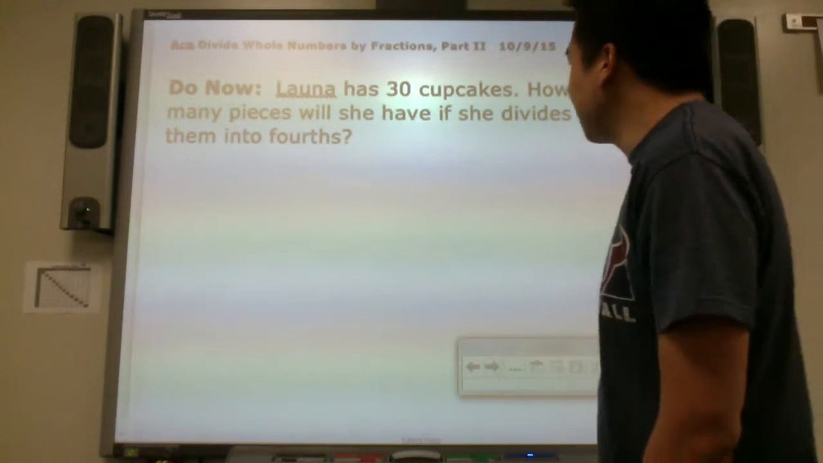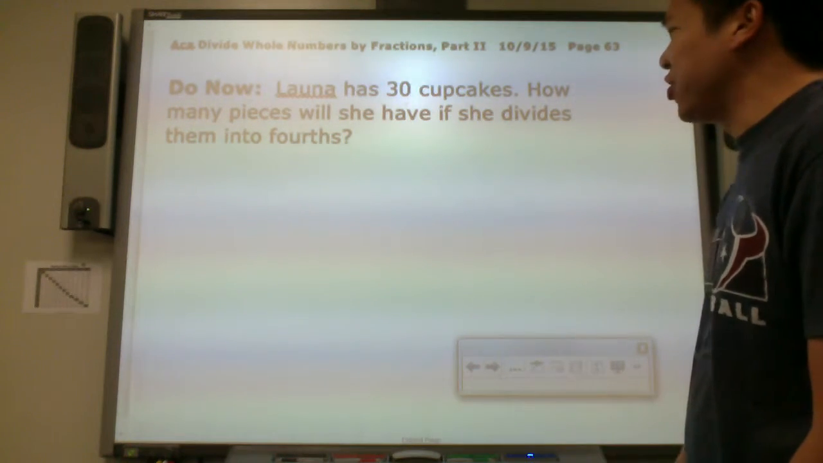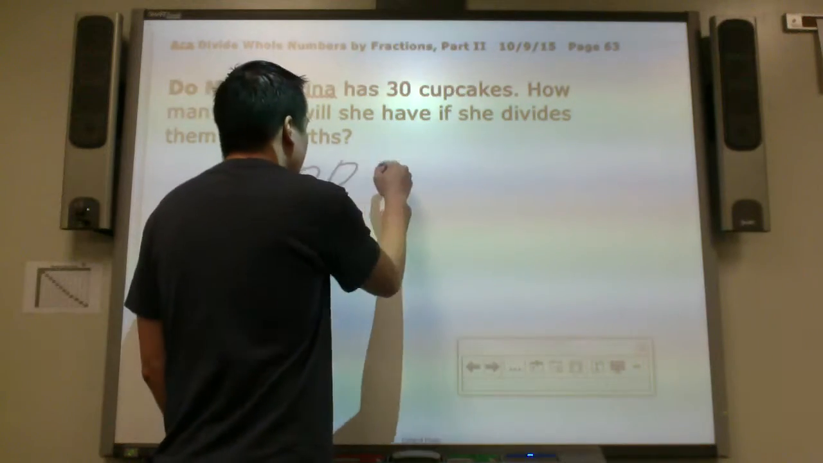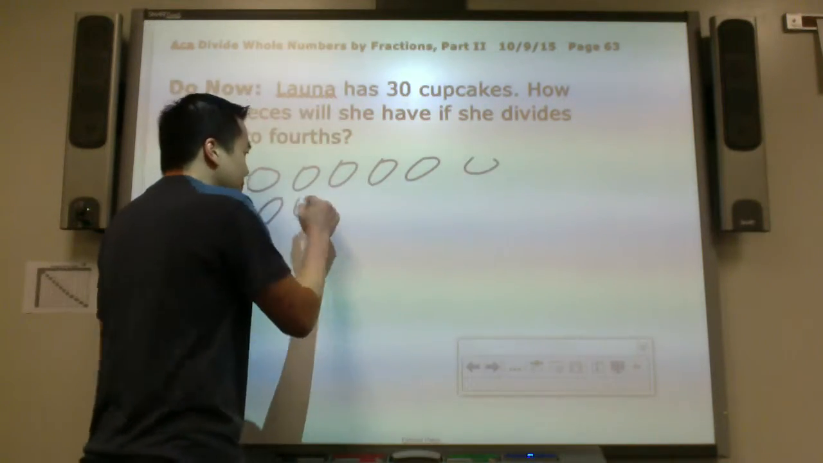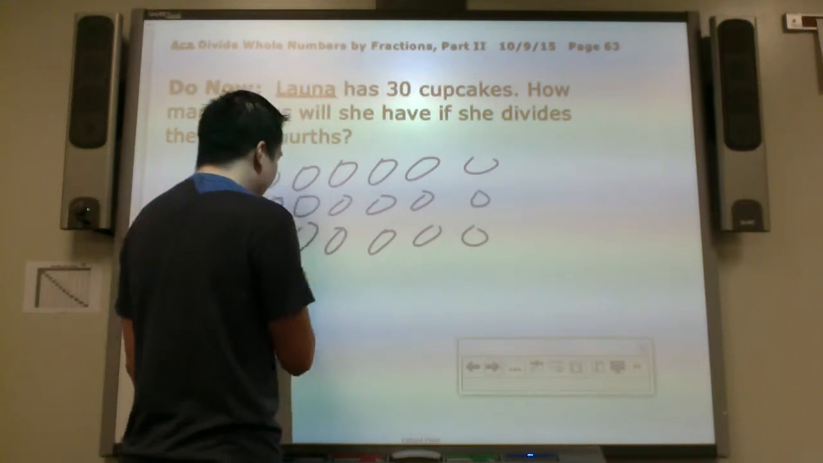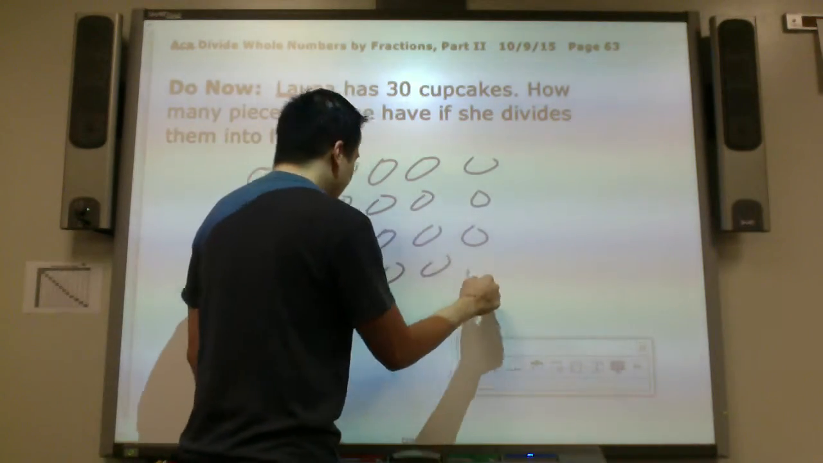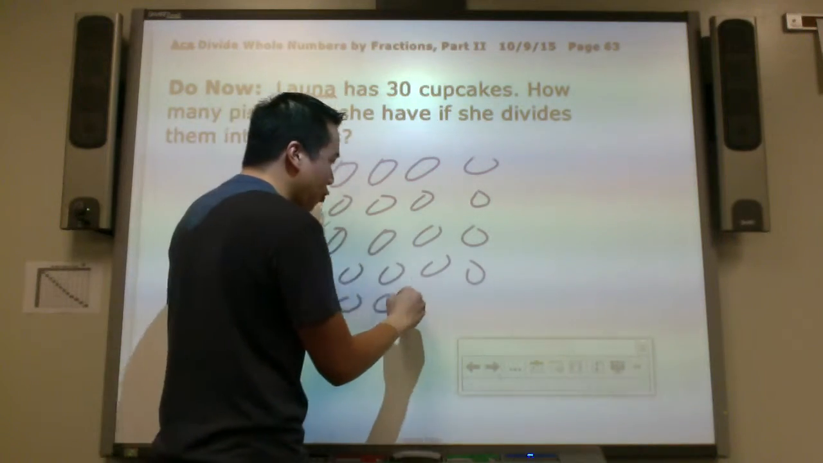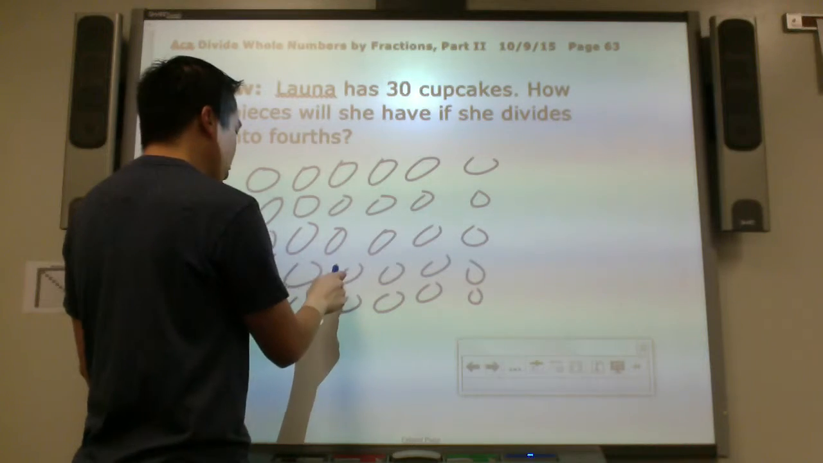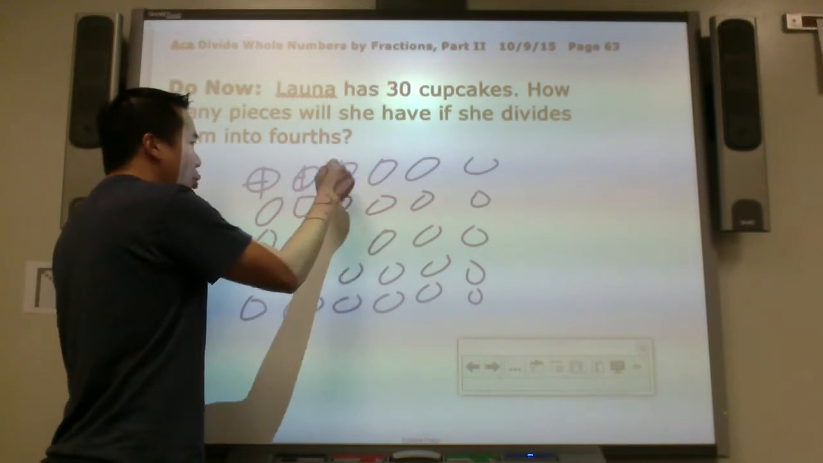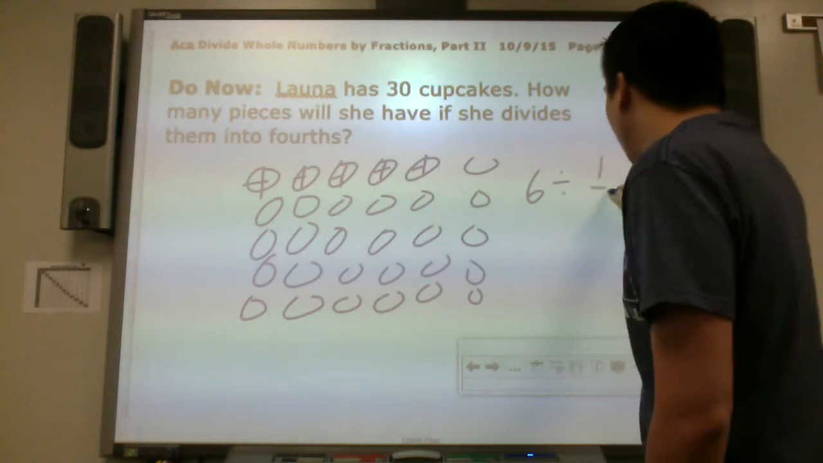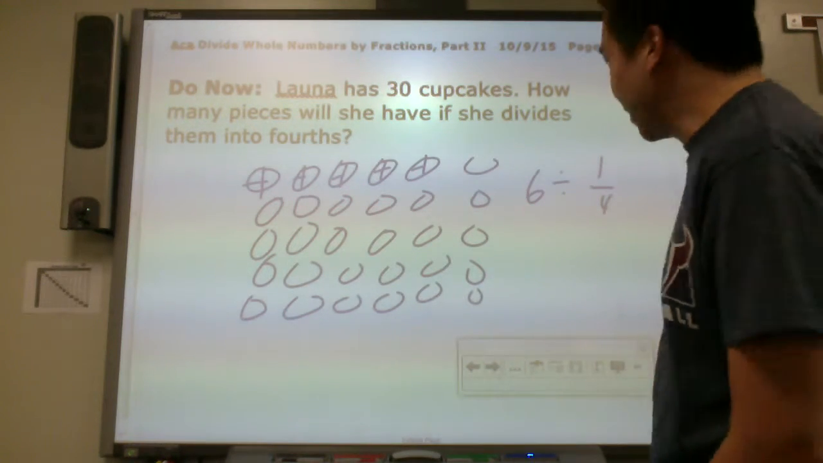Lana has 30 cupcakes. How many pieces will she have if you divide them into fourths? If you want to, you could draw 30 cupcakes. Maybe you can do it in your head. I'm hoping you can do it just in your head. If you divide each cupcake into 4 parts, or fourths, 6, 12, 18, 24, 30. How many will you get?